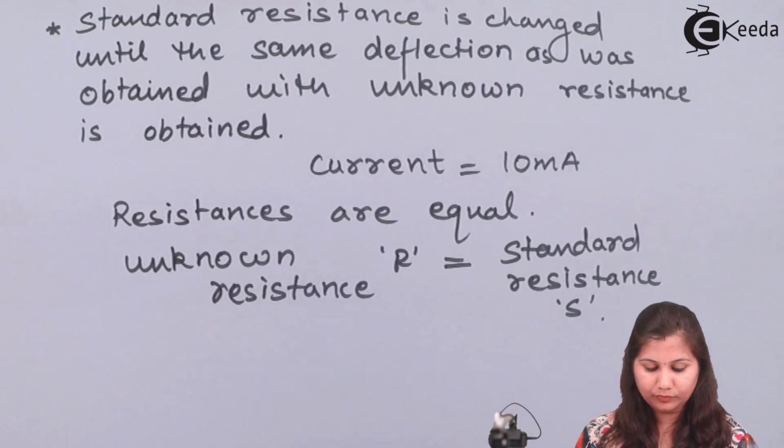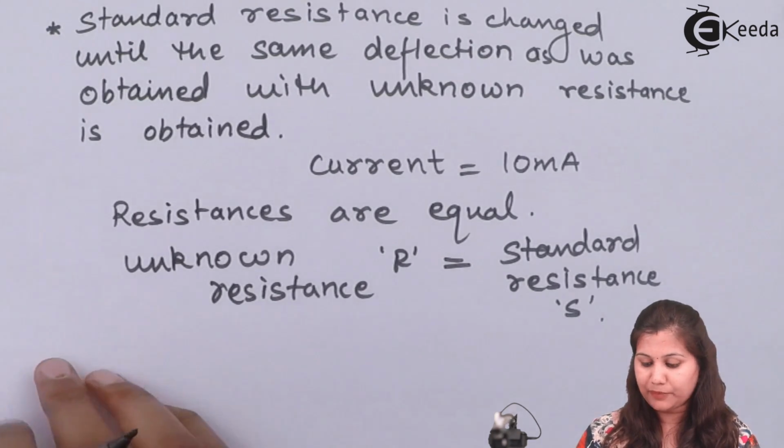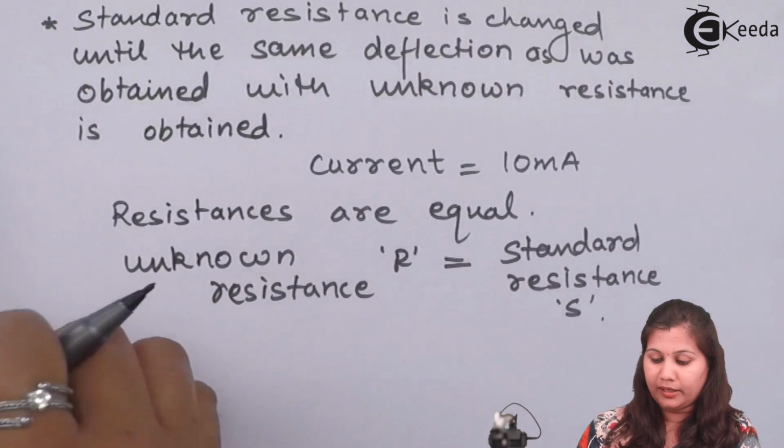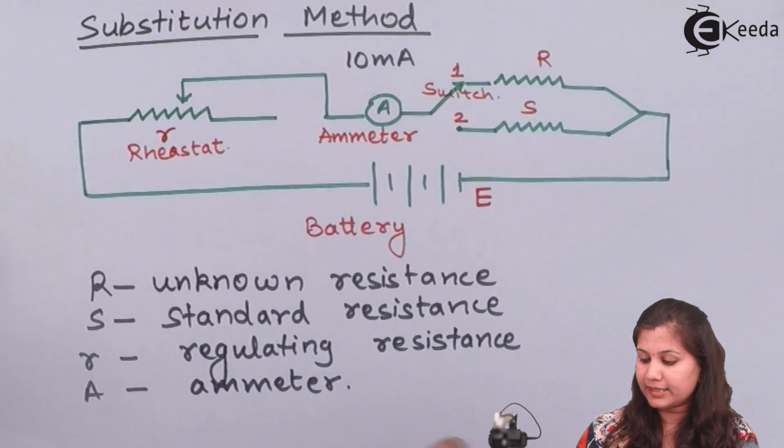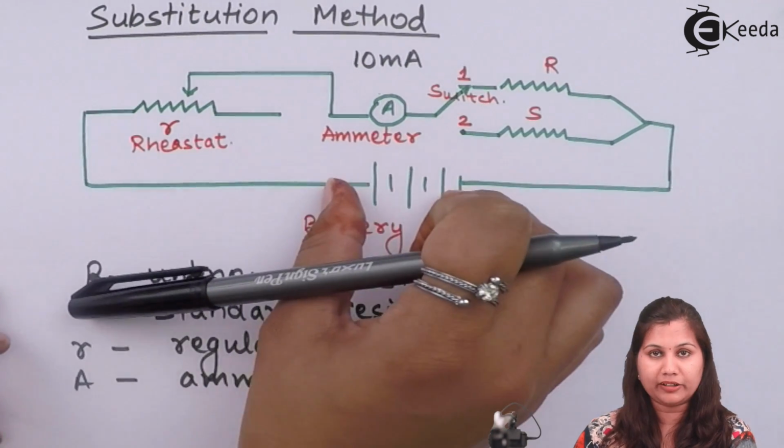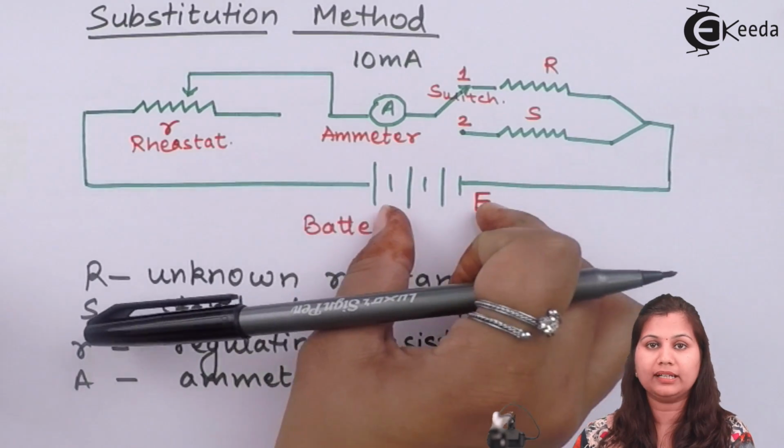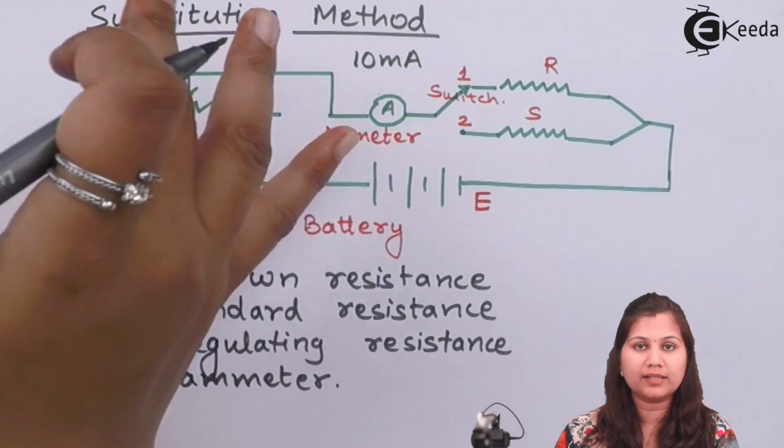Okay, so this was the substitution method. Now the accuracy of this method depends upon the EMF of the battery. You have seen here that in this connection we have used a battery, and this battery is providing a constant EMF to the circuit.